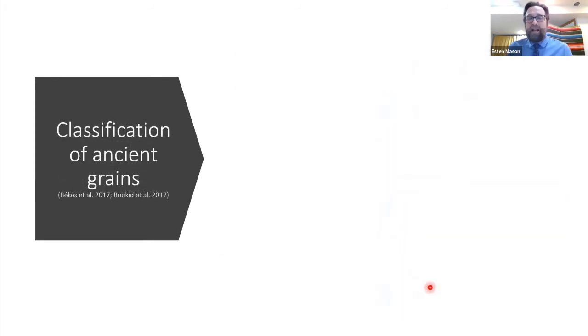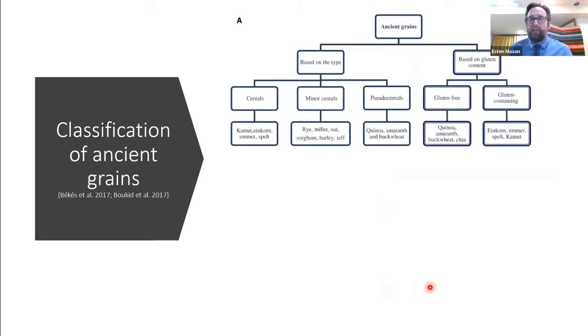If we think about classification of ancient grains, a way that we can classify these is based on use or based on type. So if we think about classifying these based on type, we have what are known as cereals. So these are going to be monocot grass species. They produce a single-seeded caryopsis, or a seed that's very starchy.